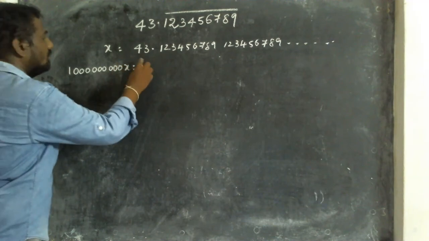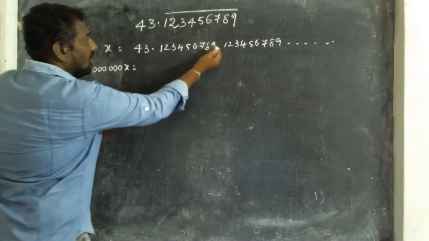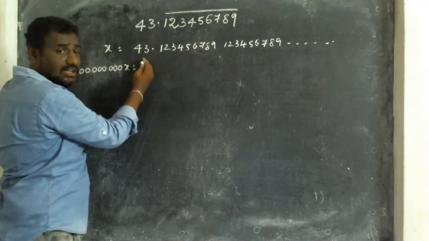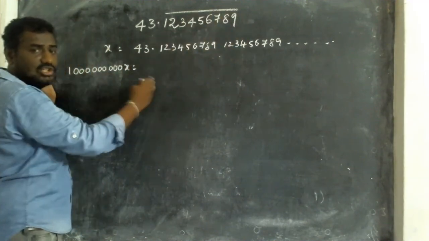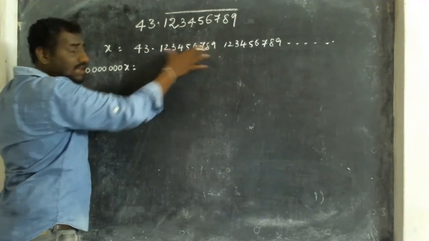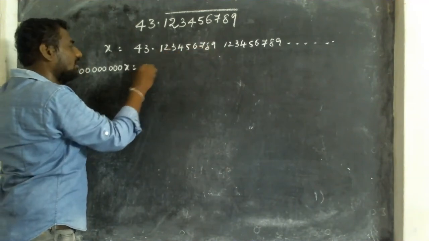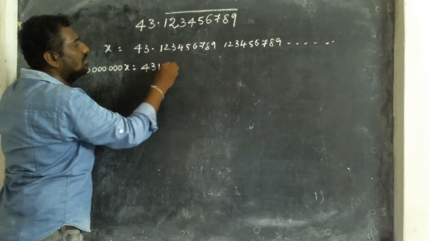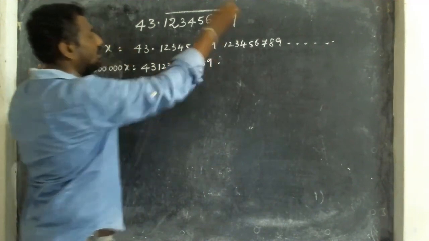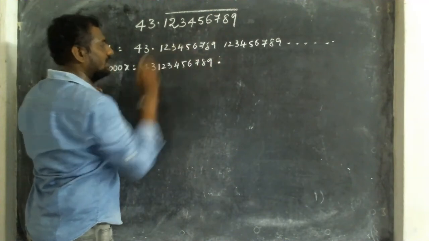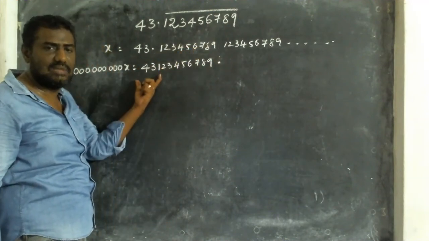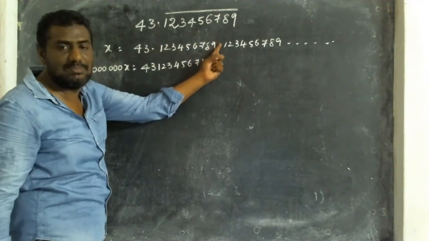When you multiply x by this, all these 9 numbers will come out of the decimal. We are multiplying with 9 zeros now, so the first 9 numbers will come out. We get 43, 1, 2, 3, 4, 5, 6, 7, 8, 9. Here we should write the decimal. The decimal will be shifted to this place.